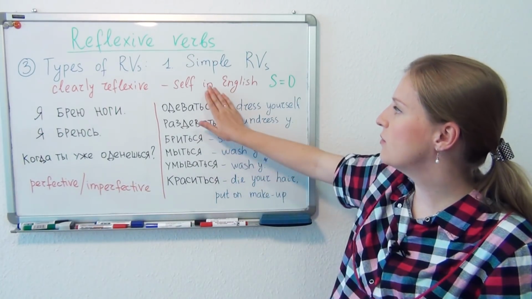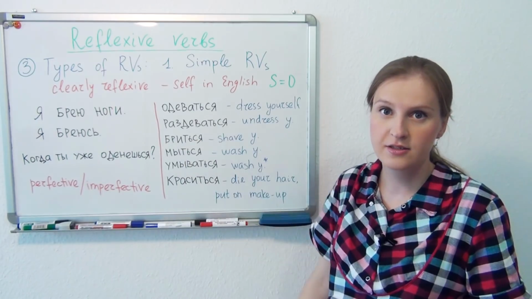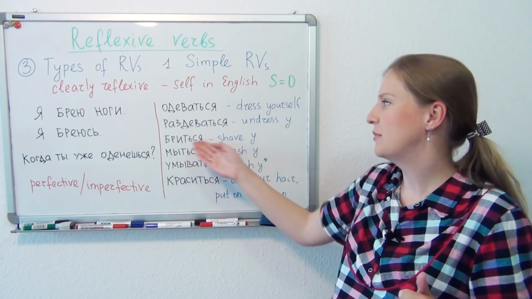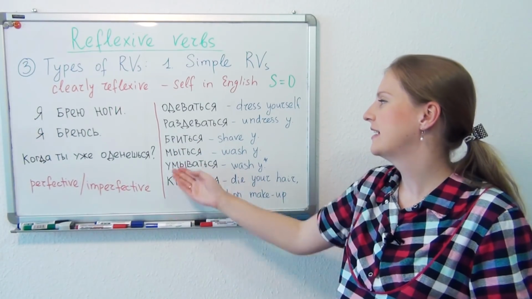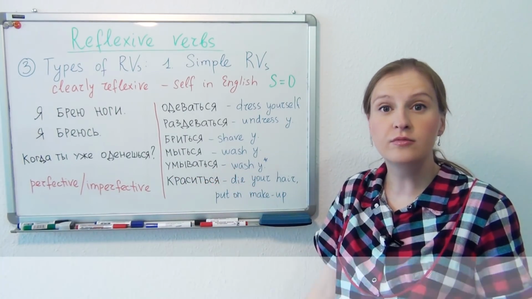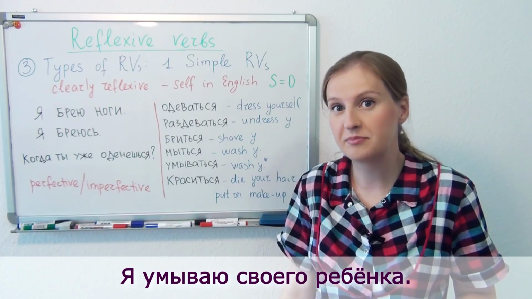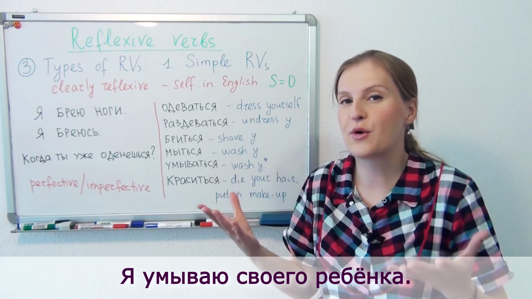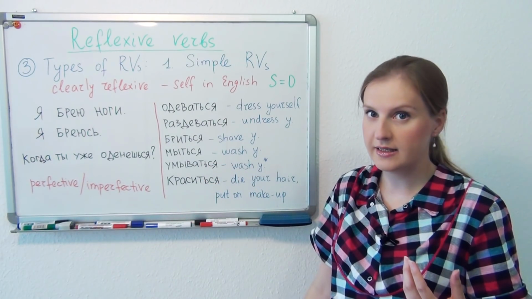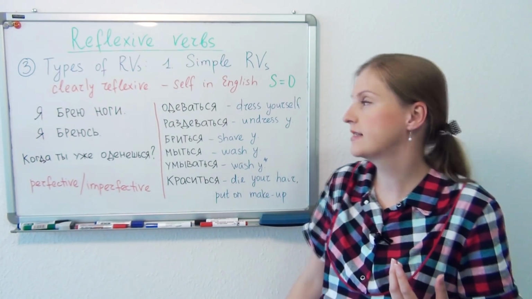Do not forget that if we remove ся, we'll have usual verbs here. Одевать, to dress somebody. Раздевать, to undress somebody. Брить, to shave somebody or something. Мыть, to wash. Умывать. It is possible. Я умываю своего ребенка. I'm washing my baby. I mean, I wash his or her hands and face. Умывать. Красить. To dye. To paint. To put on makeup on somebody else.